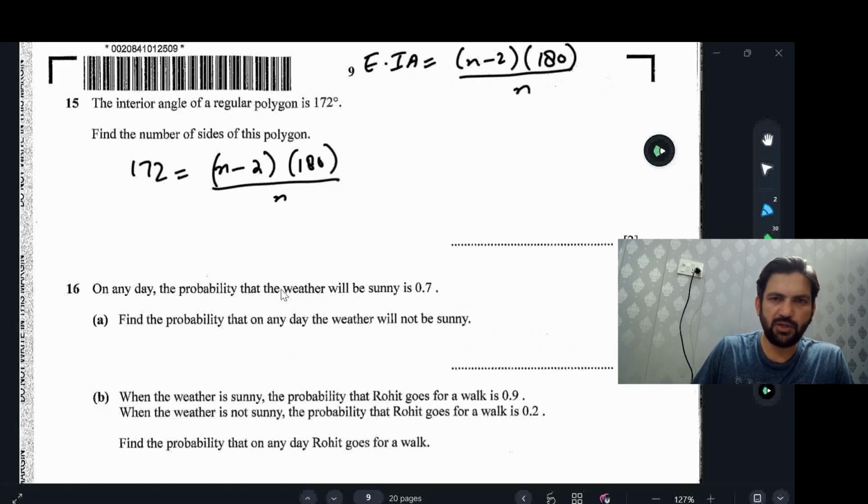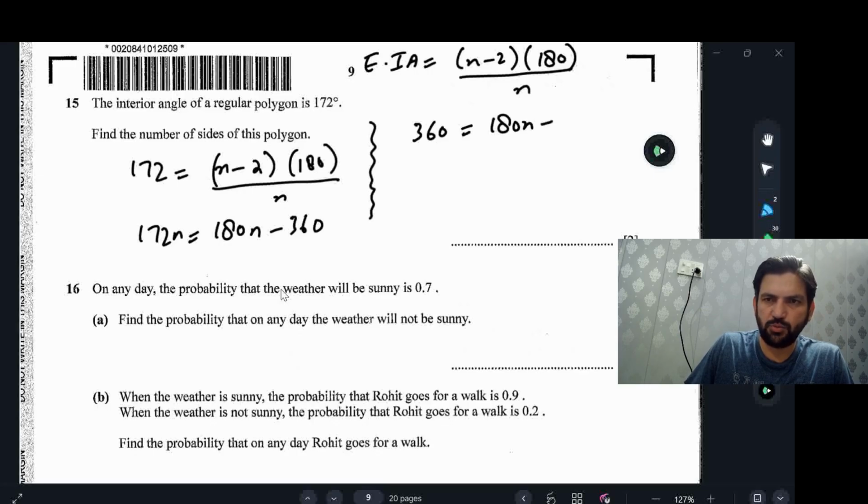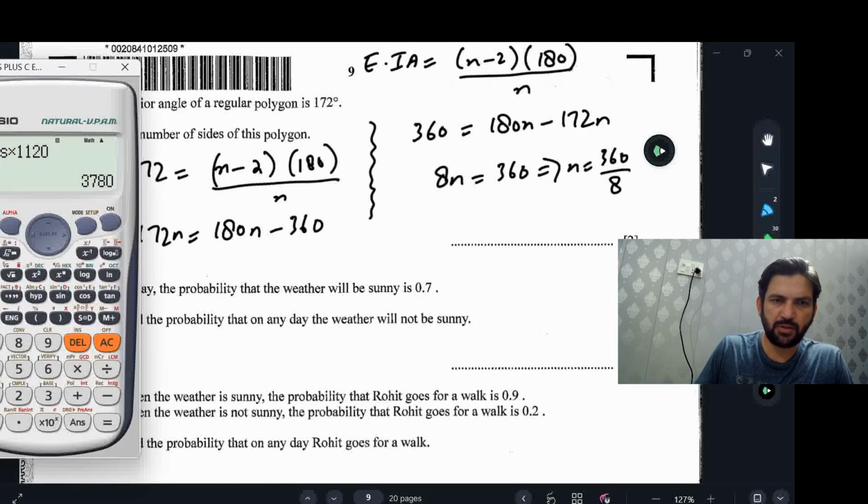Now if we shift it to the other side, this should be 172n is equal to 180n minus 360. If we rearrange it, 360 is equal to 180n minus 172n. So this will be 8n is equal to 360. So n will be equal to 360 divided by 8, and this will be equal to 45.